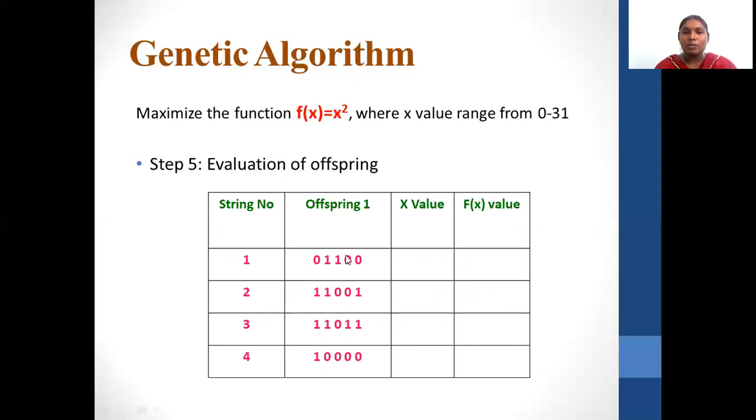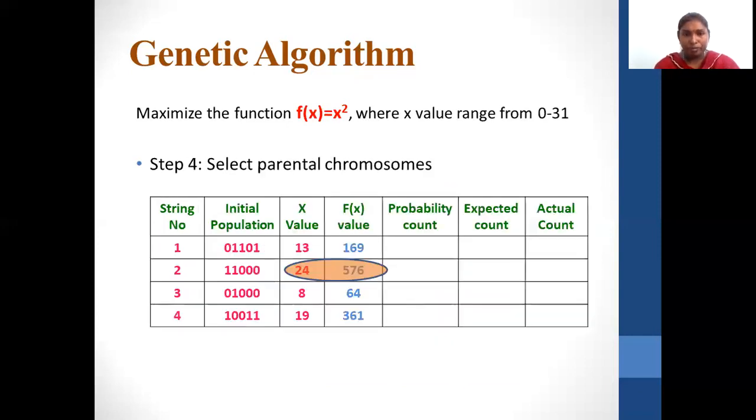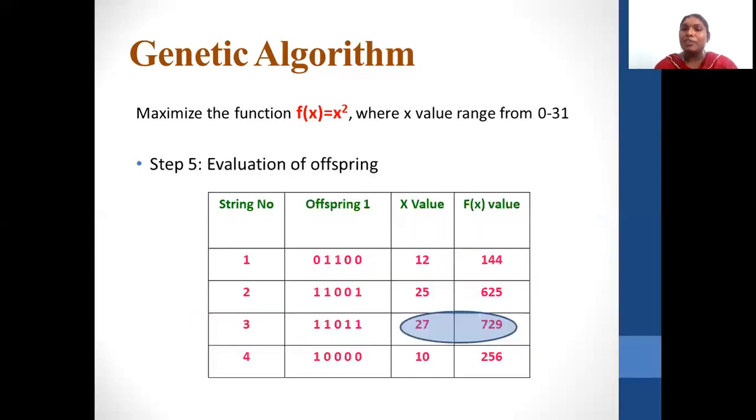Now the last step: you evaluate the offspring. These are the offspring formed by the combination of parental chromosomes, with the corresponding x value and the corresponding f of x value. f of x is nothing but x into x, x multiplied by x. In the initial population, the maximum value of x is 24 and f of x is 576. In the second generation itself, we got 27 and the f of x value was 729. That is the maximum value formed. So within one generation, we got a better solution.